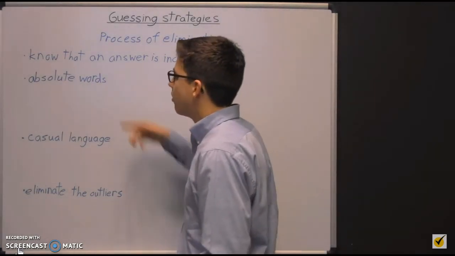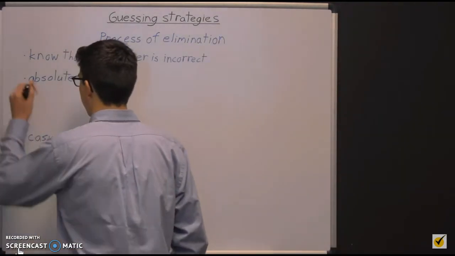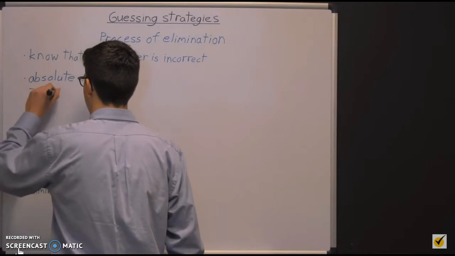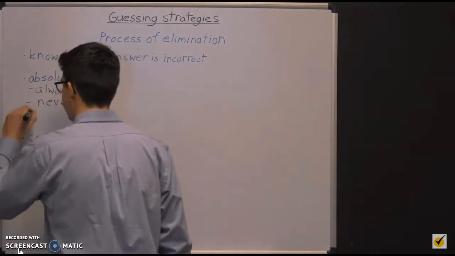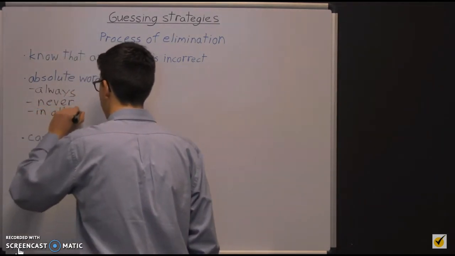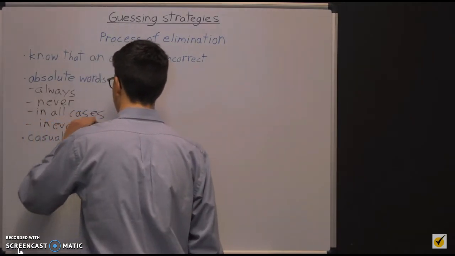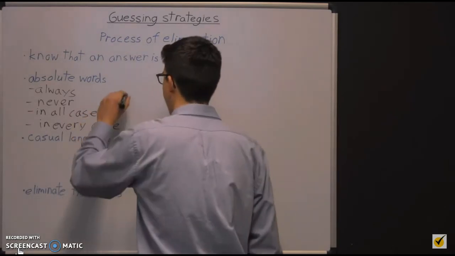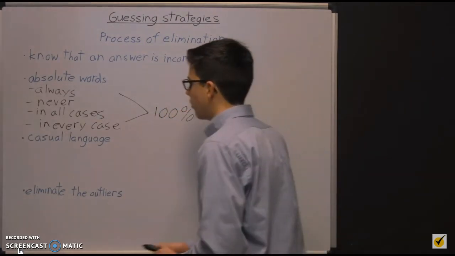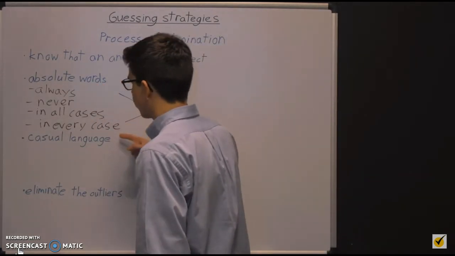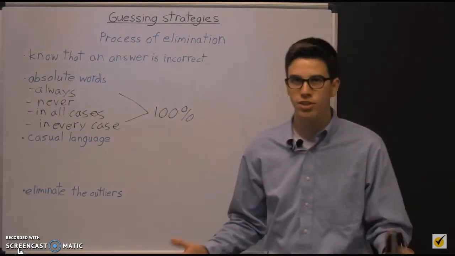The second strategy is to avoid absolute words. So some examples of absolute words are the words always, never, and then there's some phrases like in all cases or in every case. These can be classified as 100% words. So when one of these words or one of these phrases is included in an answer choice, that means that answer choice has to be true 100% of the time.